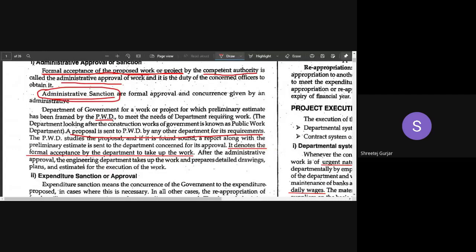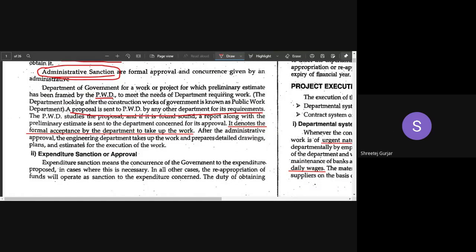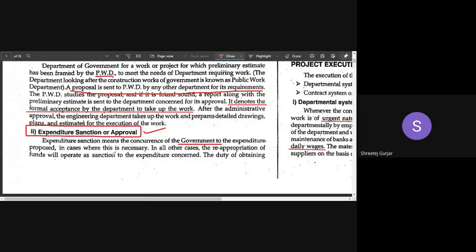Now, once the administrative sanction is done, I've told you we need to take the approval of the financial department. We need to take the approval of the expenditure that is done. Expenditure sanction is to be taken. Especially in the governmental works, we have a yearly budget which is proposed, the yearly budget of the country, and in that particular budget we have some section which is kept for construction.